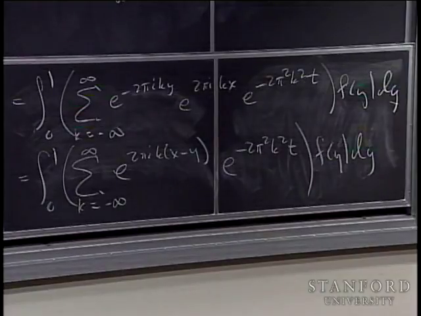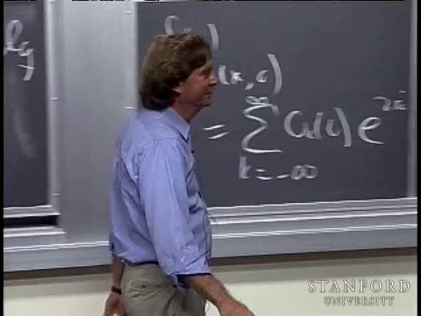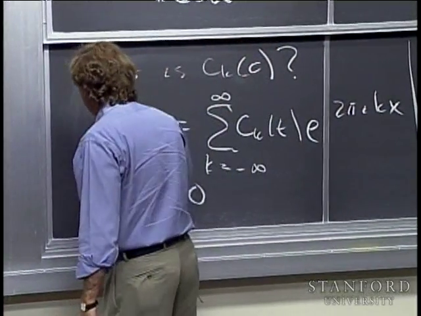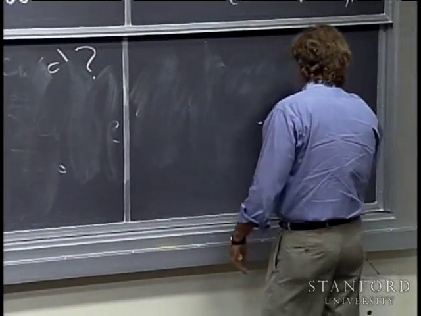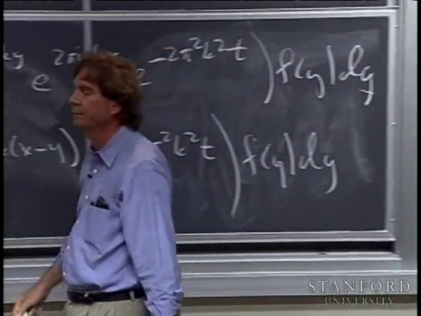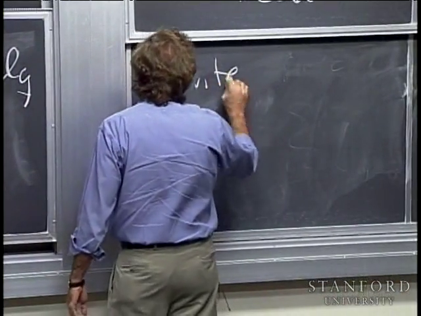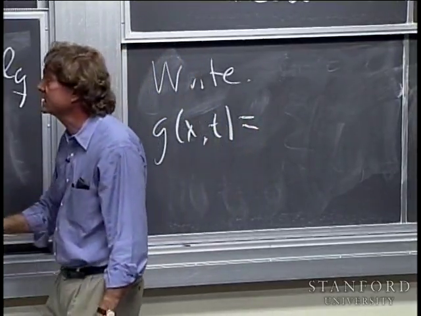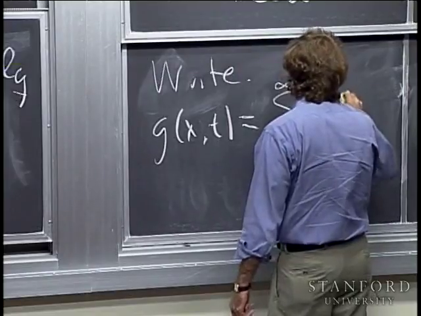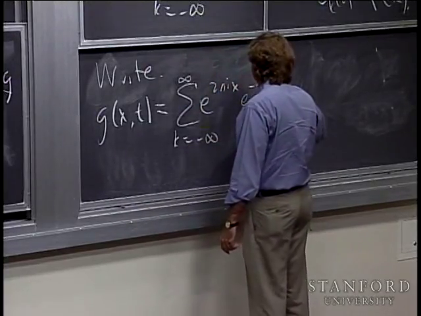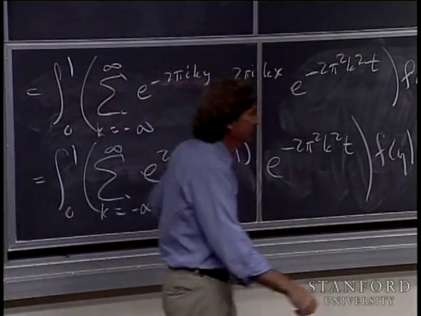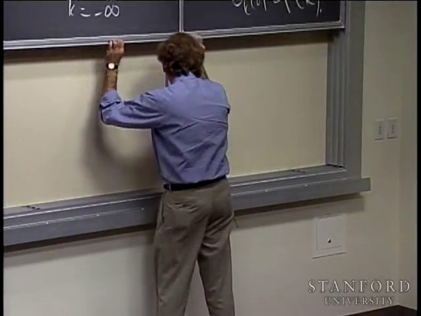I've rearranged terms this way because I know how to finish the discussion, because I know what years of bitter experience taught the people before me, finally. That is, that sum deserves to be singled out for special attention and deserves to be given its own special name. So I'm going to write, say, g of x, t to be this sum, k going from minus infinity to infinity, e to the 2 pi i k x, e to the minus 2 pi squared k squared t. Okay? So this is actually g of x minus y, comma, t. That is the integral, the solution appears in this form.